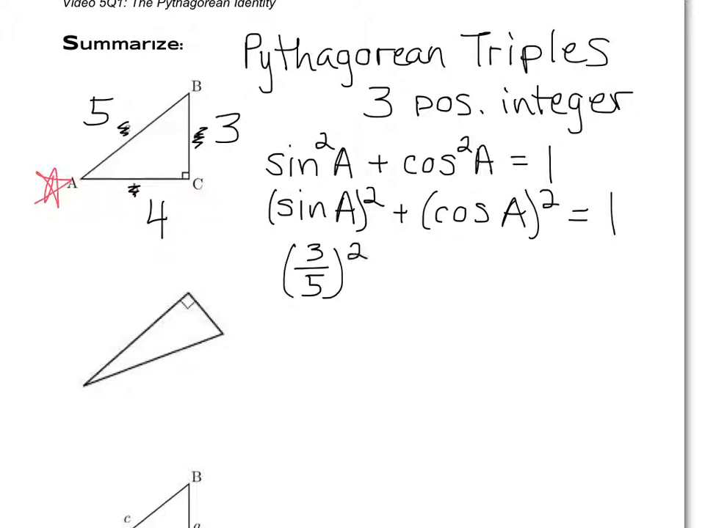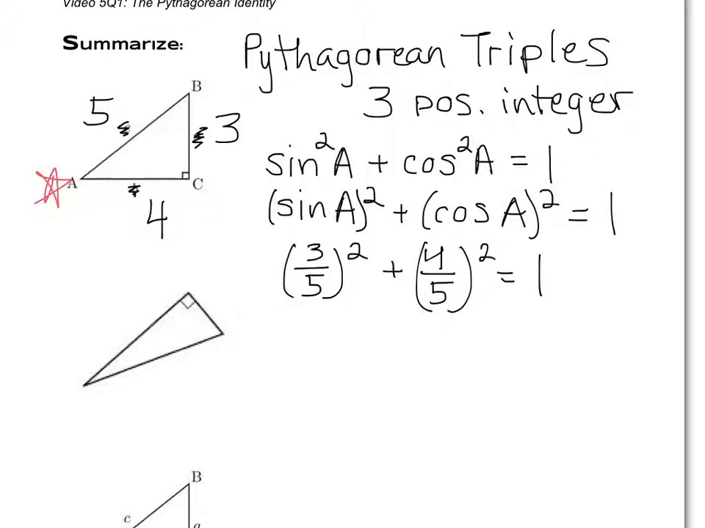So if I square 3/5, and then I take the cosine of angle A, which will be its adjacent over its hypotenuse, which would be 4/5, and then of course I'm squaring that, is going to come out to be 1. Let's see if that's true.